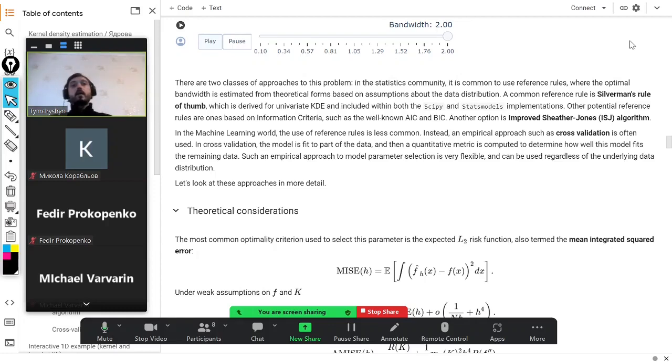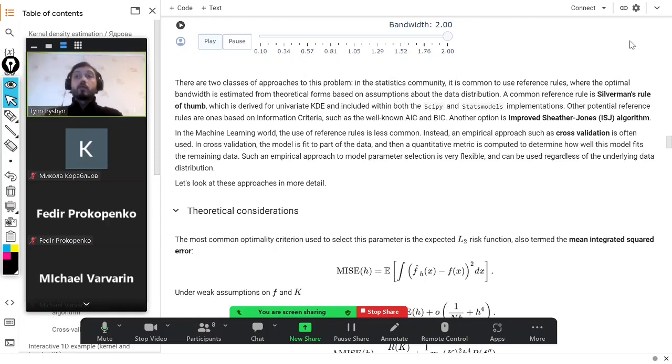So now we see that the bandwidth and the correct choice of the bandwidth is extremely important. If we don't want to have some heavy overfit or underfit, we should choose that wisely. And there are two classes of approaches to this problem. In the statistics community, it's common to use reference rules where the optimal bandwidth is estimated from theoretical forms based on assumptions about the data distribution.